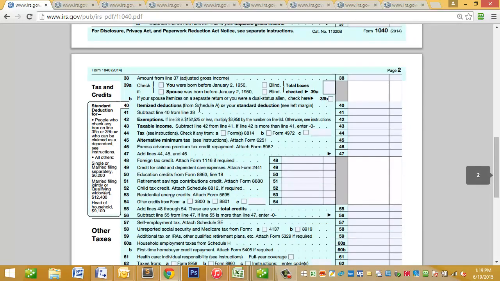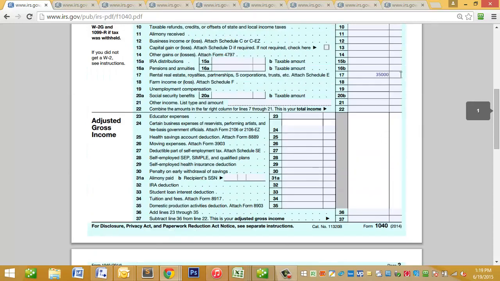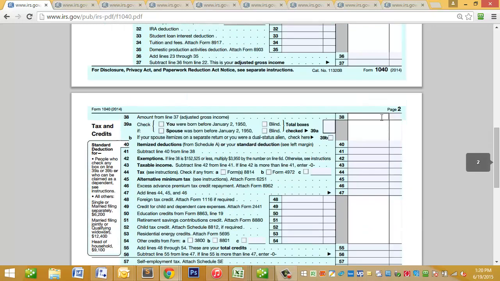Okay, so then the taxes and credits section, this number carries over from the previous page. So let's say that we're still working off of our $35,000. I'm going to skip the deductible part of your self-employment tax for now because it's just not relevant for this conversation. So let's say that you're working with a $35,000 net profit that you earned in your business. You see this line 40? It says itemized deductions from Schedule A or your standard deduction.